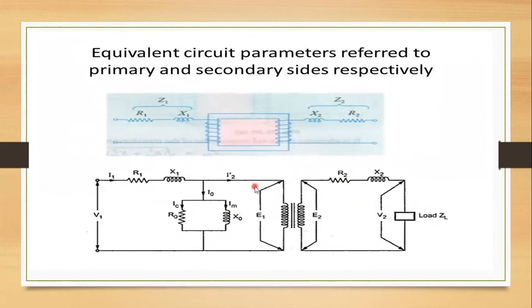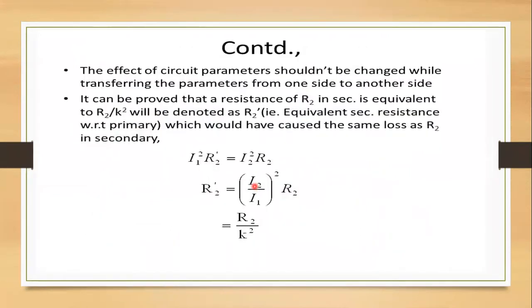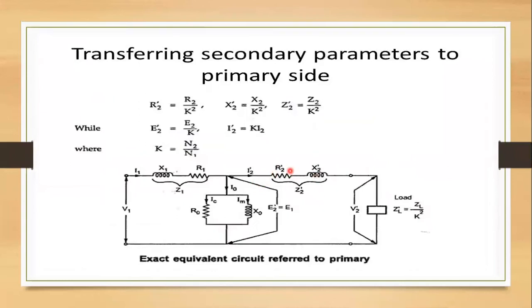R2' is equal to R2 by k square, X2' is equal to X2 by k square. And so completely, this R2 plus jX2, that is, the impedance Z2', is nothing but Z2 by k square. So like this, the secondary parameters are converted into the primary side.